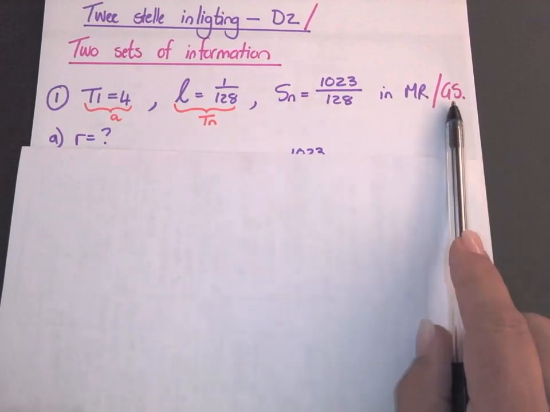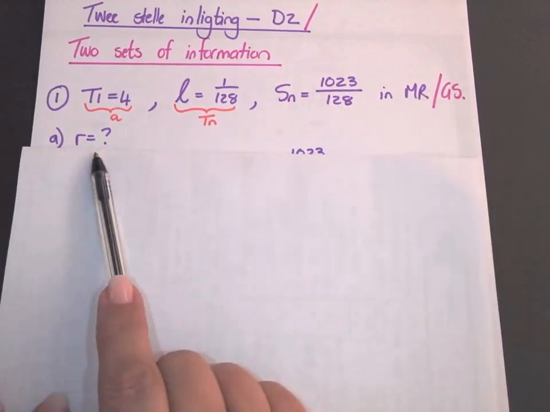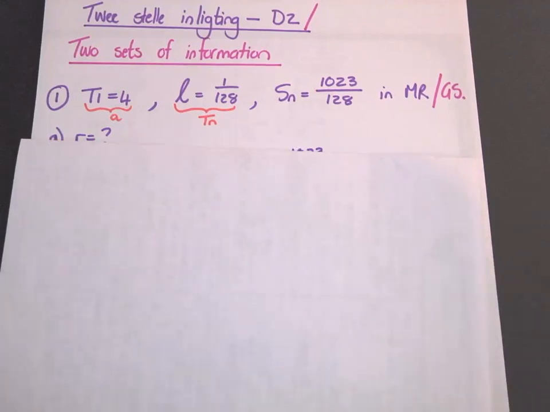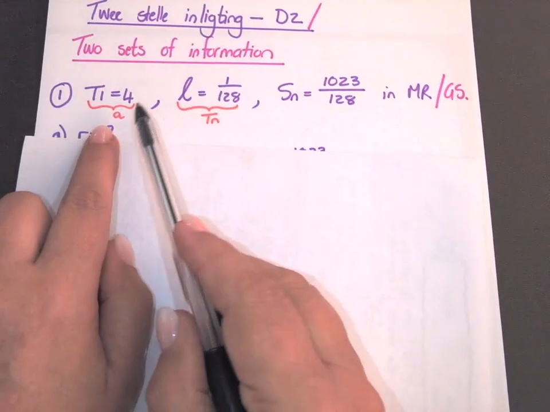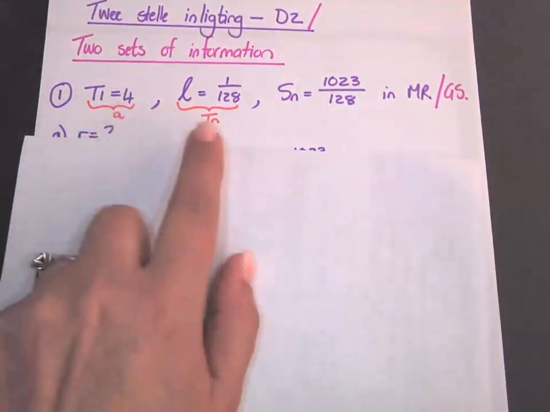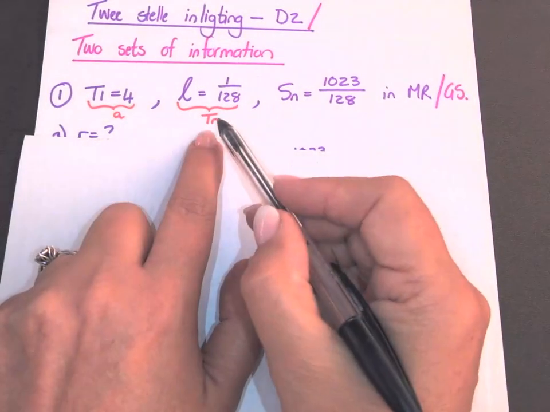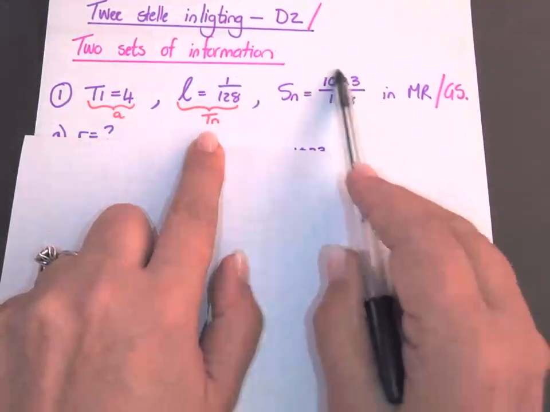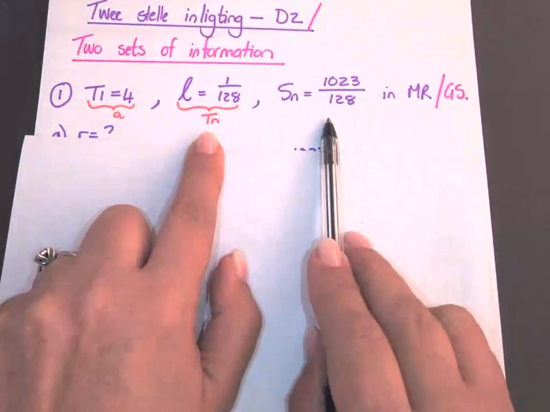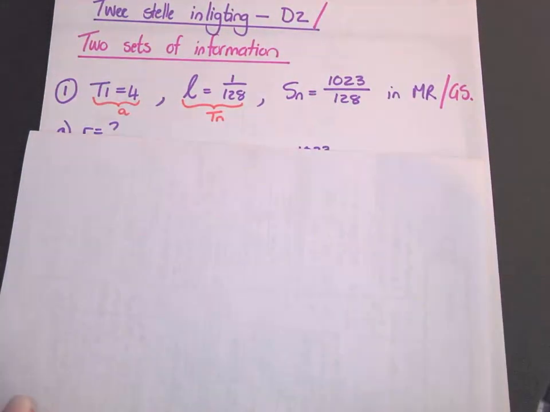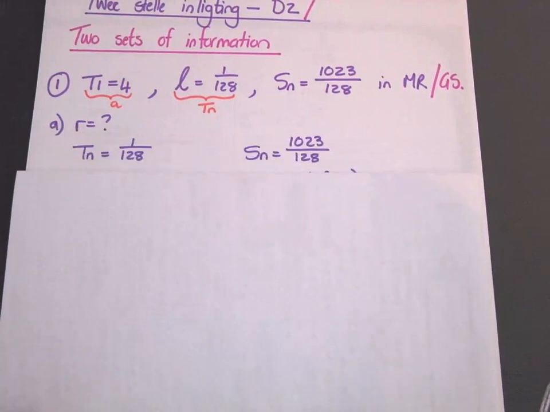They tell you it's a geometrical series, and now they want you to work out R. So you are going to use the two sets of main info that you have. This is not main info, this is just A. But this is main info: Tn equals 1 over 128. And this is also important: the sum of all the terms is this answer. So we start with those two.